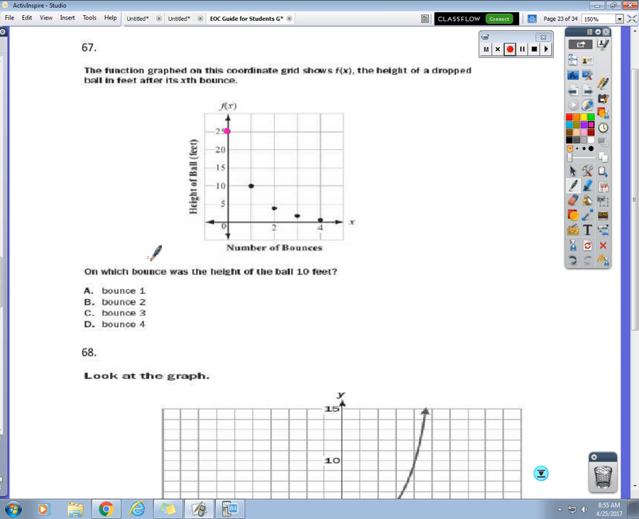They want to know on which bounce was the height of the ball at 10 feet. Well, wouldn't you just go to 10, and isn't that the first bounce? So A. That's easy enough. Okay, all you have to do is go to 10 feet. Feet is on the y-axis, so you go to the 10 on the y-axis. Go out, and that's on number 1. Okay, because that's 2, so that's 3, and that's 4.